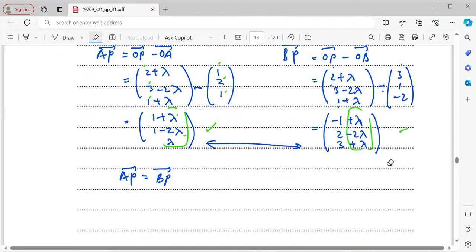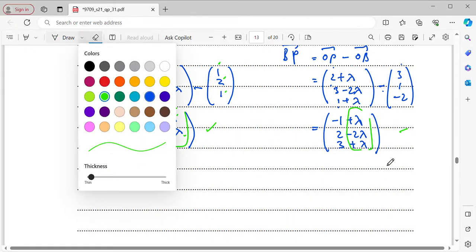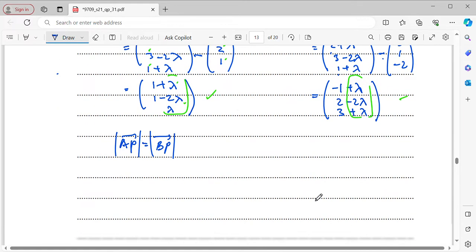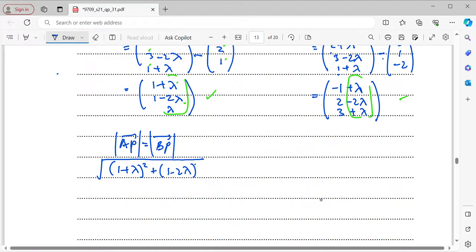Alright, so I should write this is the modulus, both magnitudes will be the same. So for the first magnitude, I will get the square root of (1 plus lambda) squared plus (1 minus 2 lambda) squared plus lambda squared. That will be the magnitude of AP, and the magnitude of vector AP is also the same as just AP.